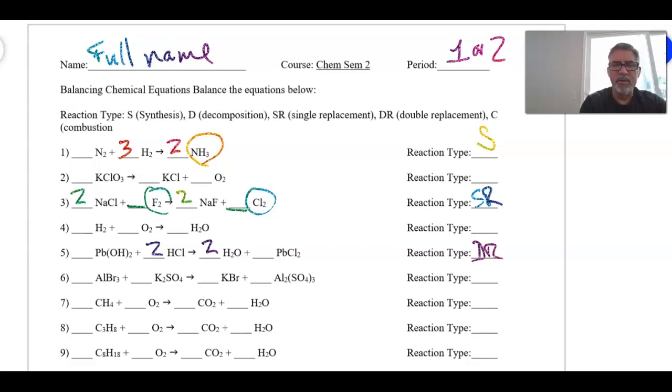I have 2 compounds, and just so you know, this is a molecule. When we talked about double replacement reactions, we said the products had to be either a gas, a precipitate, or a molecule. So that satisfies the molecule for double replacement.